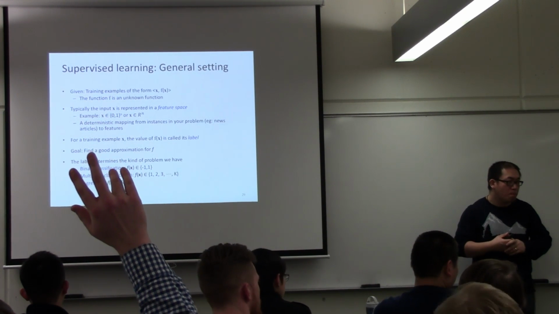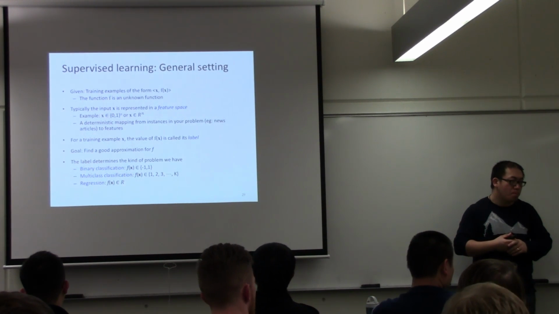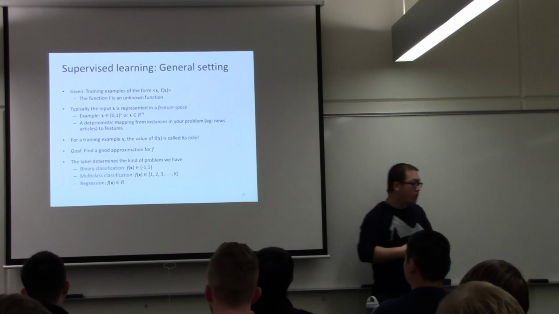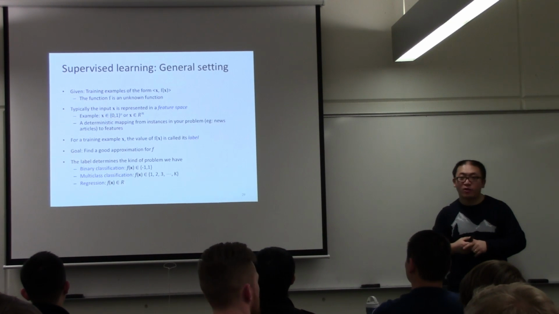What's the difference between the feature space and instance space? That's a very good question. I will explain later. Any other question?